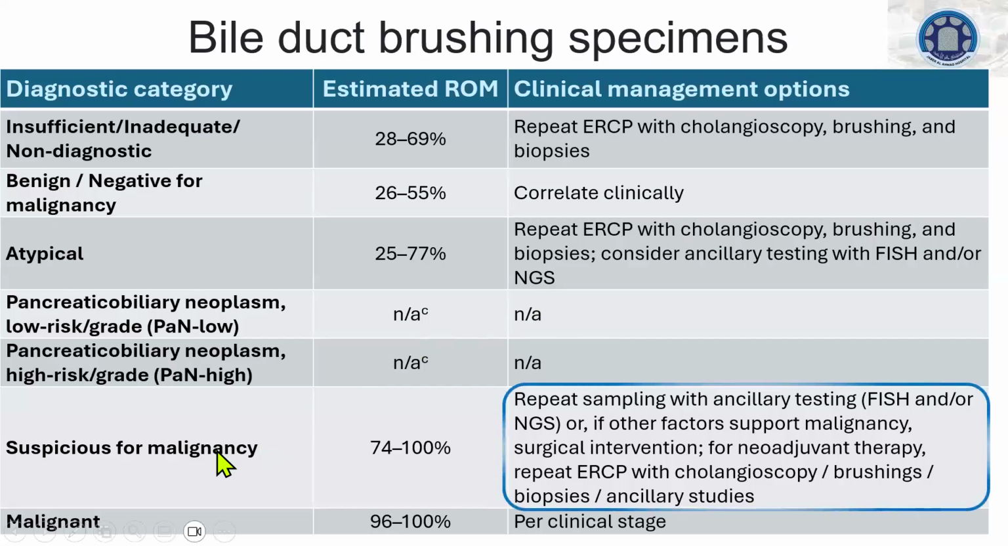And even in biliary brushing, you can give suspicious for malignancy in many cases, like the slide which I showed you just now, where you know it is going to be malignant, but you are still not sure whether it is reactive atypia. You can give it as suspicious for malignancy, but in this case, ideal thing is to do an ancillary testing.